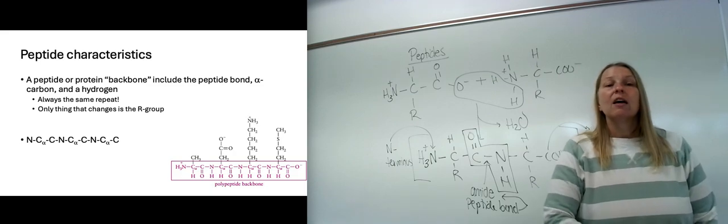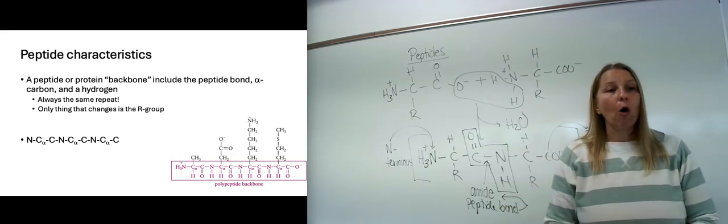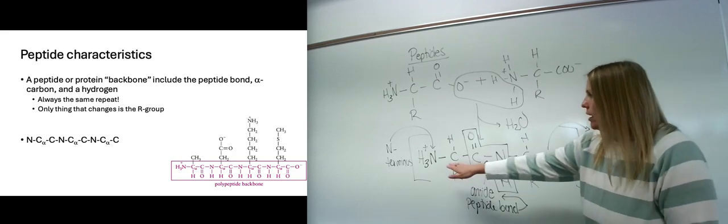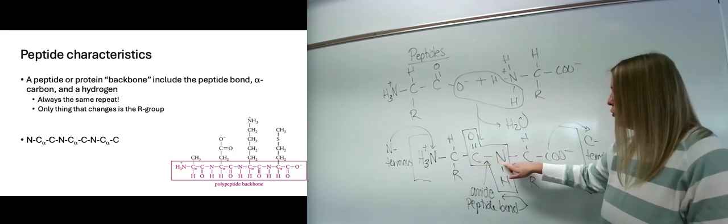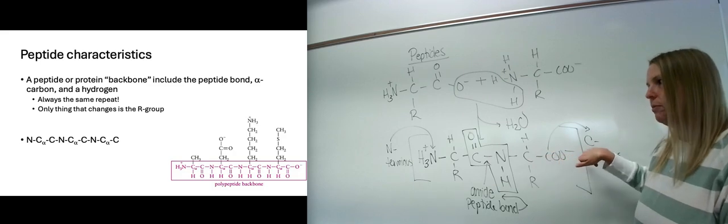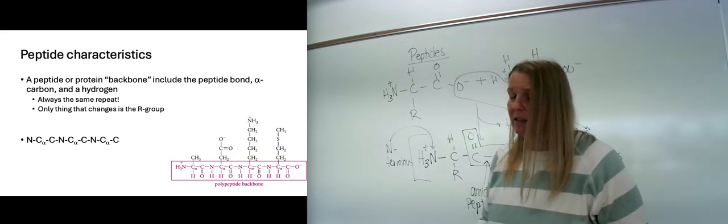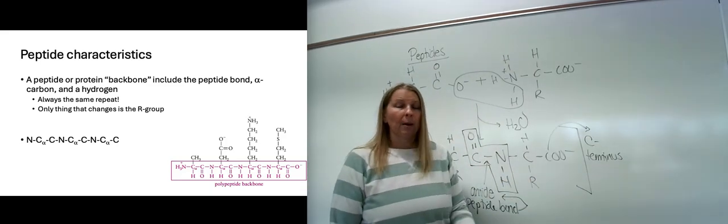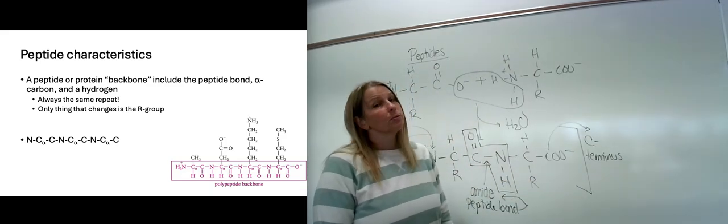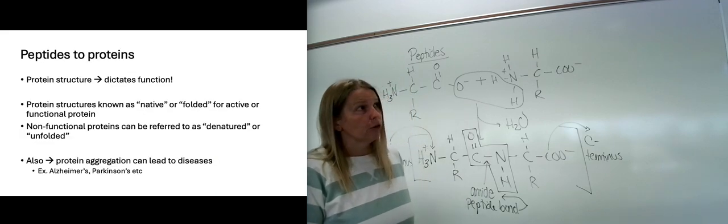Okay, so again, the backbone that's on proteins and peptides is always the same. It's always nitrogen to the C alpha to a carbonyl. Peptide bond, nitrogen, C alpha, carbonyl. Over and over again. So the only thing that will change when you're dealing with different proteins or different peptides are the R groups. And the R groups are what give you a bunch of different characteristics that we're going to talk about when we talk about protein structure.